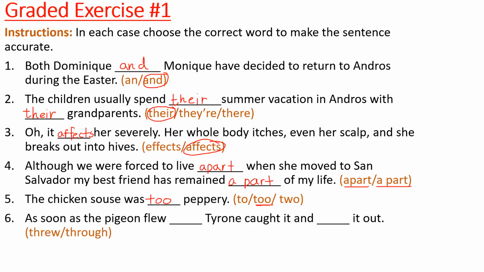And then number 6, finally. As soon as the pigeon flew blank, Tyrone caught it and blank it out. The first blank is through, and the second one is threw.